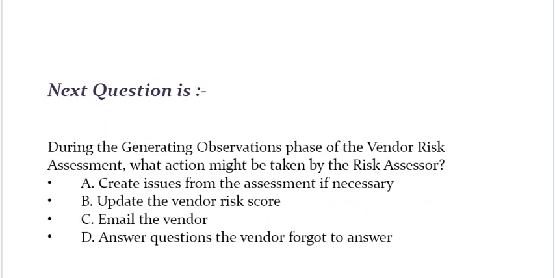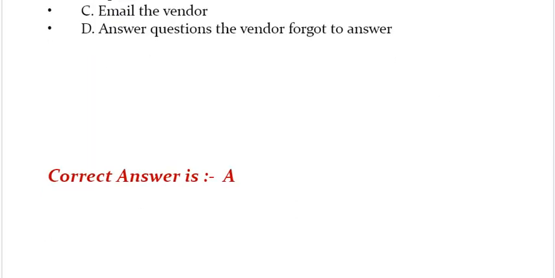Question is, during the generating observations phase of the vendor risk assessment, what action might be taken by the risk assessor? Option A. Create issues from the assessment if necessary. Option B. Update the vendor risk score. Option C. Email the vendor. Option D. Answer questions the vendor forgot to answer. Correct answer is option A.